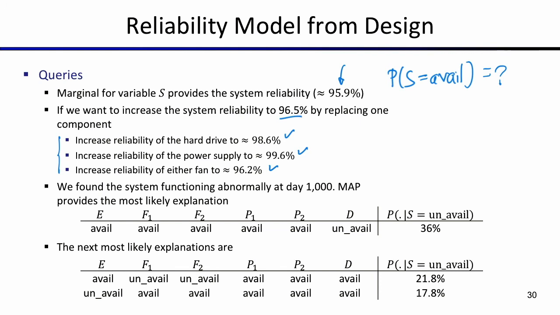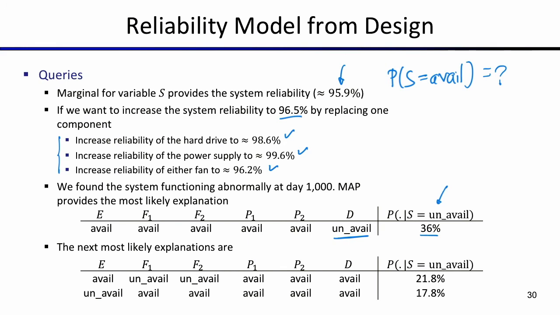So these are things that we can change in the system in order to increase the overall reliability. And also we can make some MAP queries to see which components we can blame in case the system is not available. So in this case, the evidence is going to be S equal to unavailable. So the system is not available. I make a MAP query for this, and I'm interested in the instantiation of variables that have the highest probability. The highest probability is going to be 36%, and in this case, we should blame the hard drive, right?